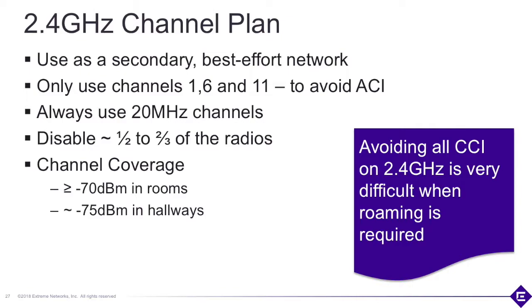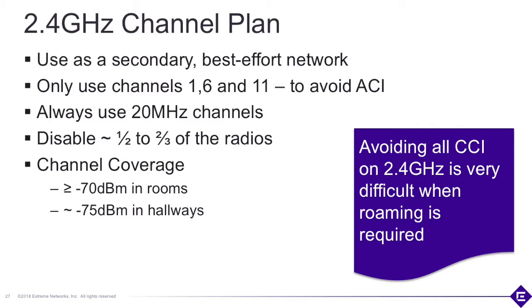Something that I also try to point out is to use the 2.4 spectrum as your secondary or best effort network. It doesn't mean that the network won't be good or usable, but it does mean for your Chromebooks or those devices that are most important to you, push them over onto the 5 gig network, and maybe your guest network or your BYOD network allow them to only use 2.4. This really frees up that 5 gig network to support your most important devices.